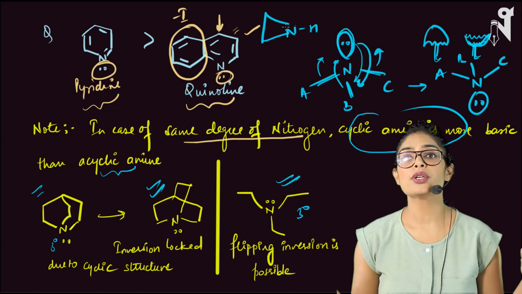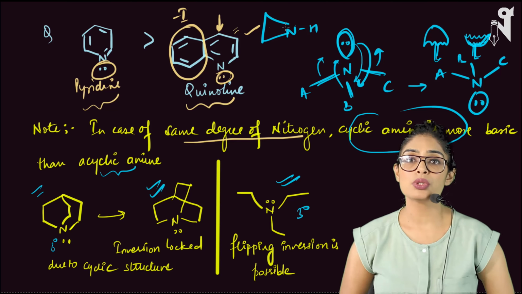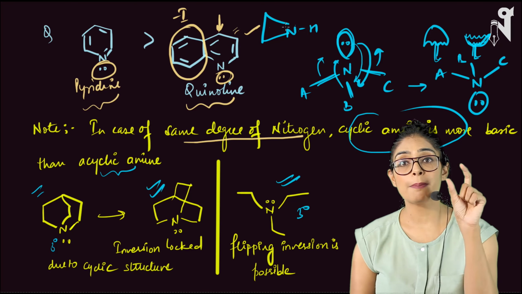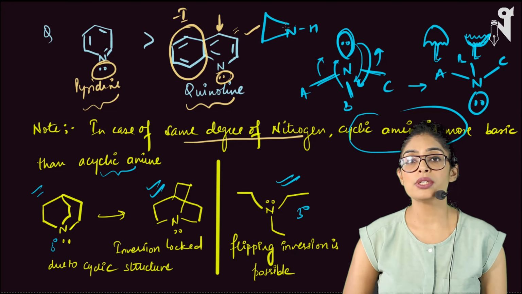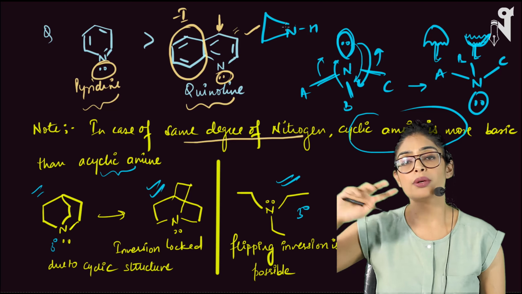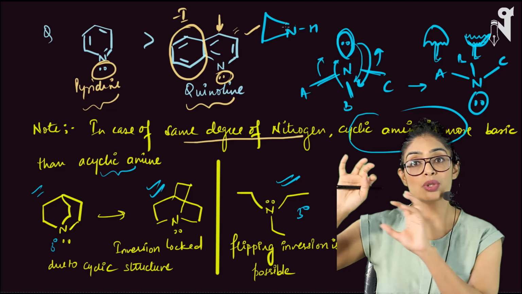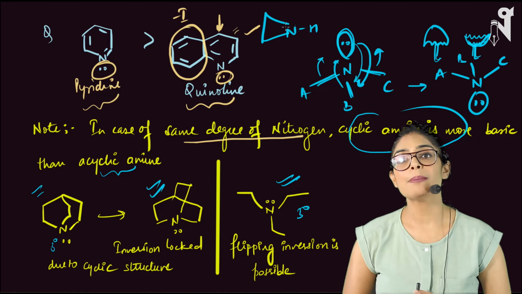So whenever you have a comparison between a cyclic and an open chain amine and the nitrogen degree is the same, in that case cyclic structures will always be more basic because their pair of electrons is fixed at one position. Whereas in open chain amines, the nitrogen lone pair is going to flip its position back and forth, and that is why it is not fixed at one particular position, which definitely causes some decrease in the basic strength.